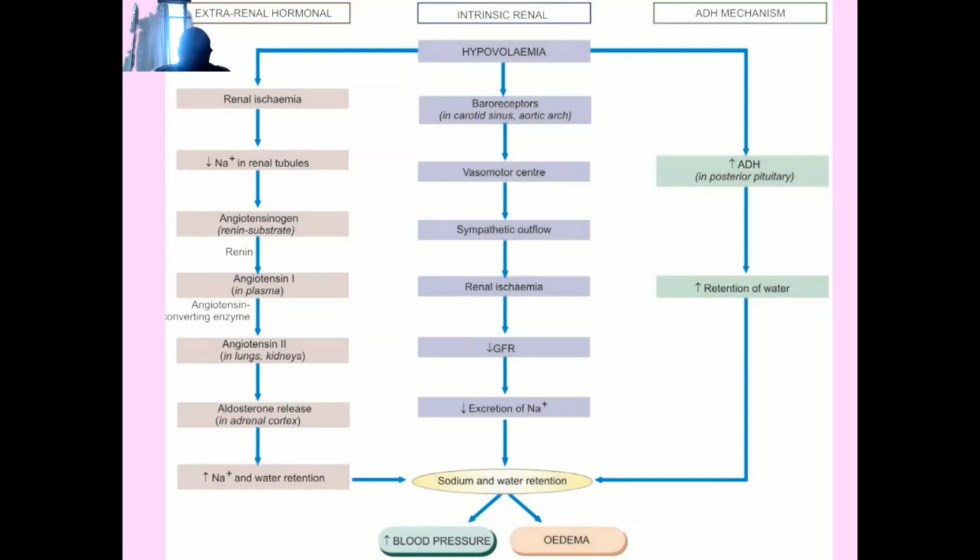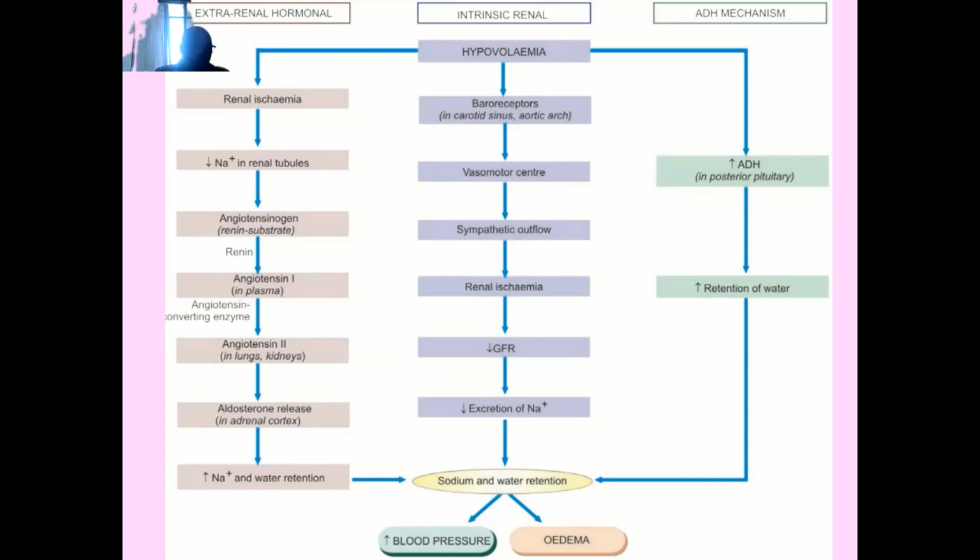So this one is converted into angiotensin 2 in the lungs and the kidneys, and then aldosterone releases in the adrenal cortex, which results in increased sodium and water retention, resulting in a correction of hypovolemia, and then blood volume or fluid volume in the body is restored to normal.